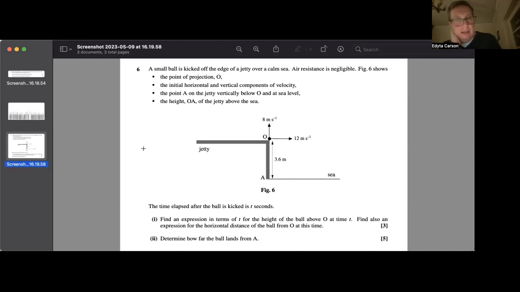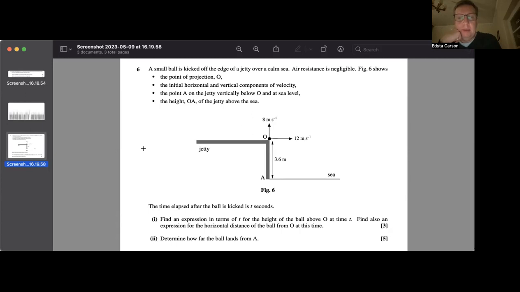Now, I used to hate these questions because I used to like it where they just ask me number questions and I put numbers in the formula to get some numbers out. So finding expressions in terms of t is basically what I don't want to see in an exam. However, it's not actually that difficult. You just need to use the equations that you would use anyway. And determine how far the ball lands from A. Okay.